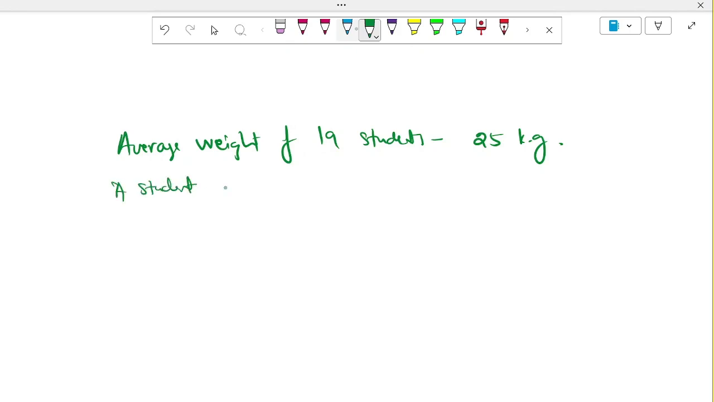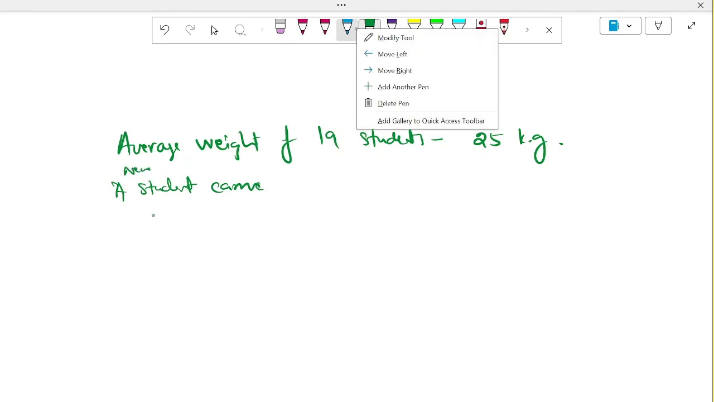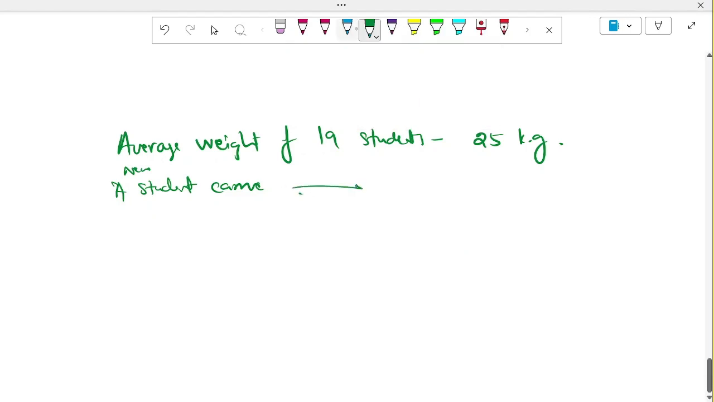We have got the average weight of 19 students. It is 25 kg. Okay. By the admission of a new student, a student came. He is a new student. A new student came, and by his arrival there was a change.